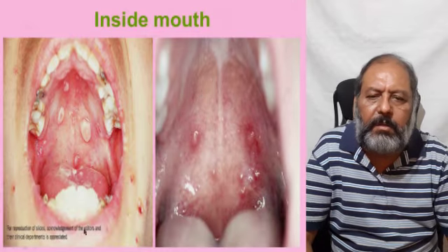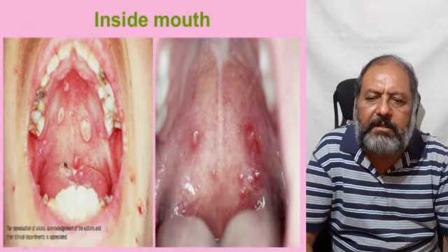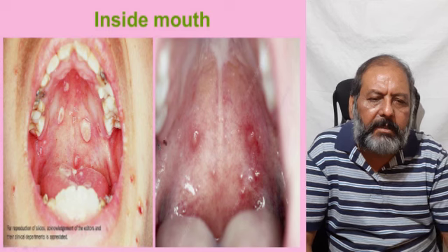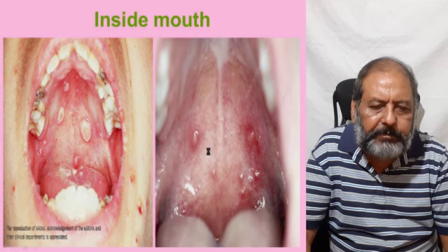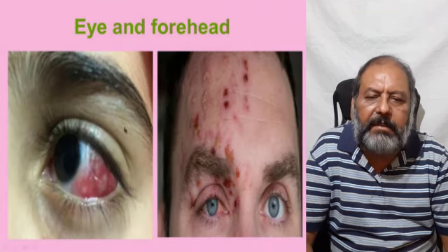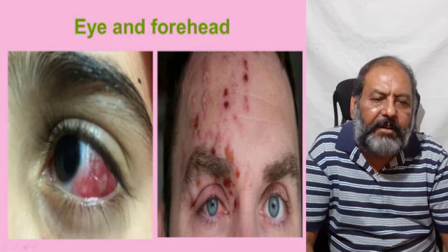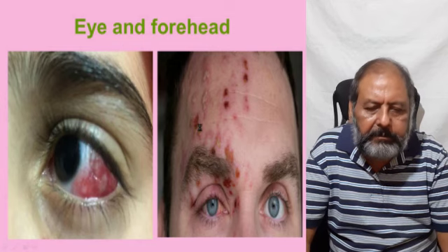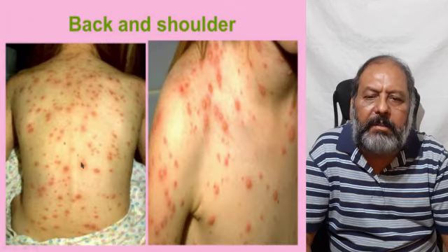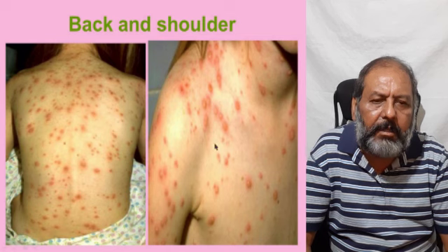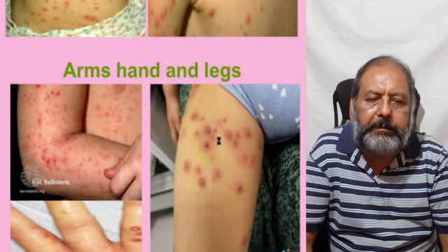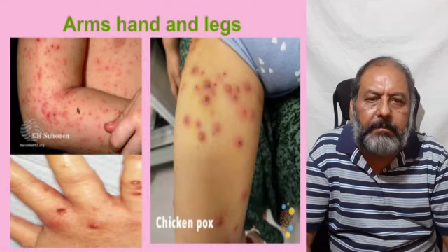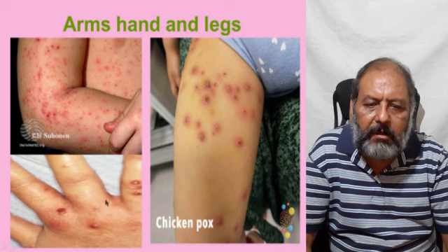So here one can see the blisters inside the mouth and the palate, then in the eye and the forehead, on the back and the shoulder, on the arm and the legs, on the hand.